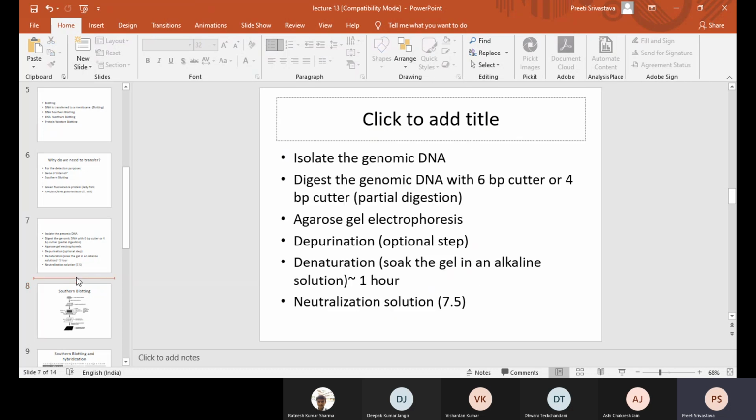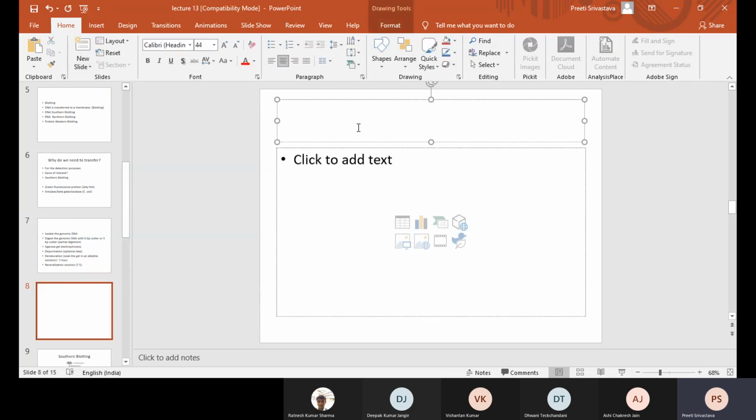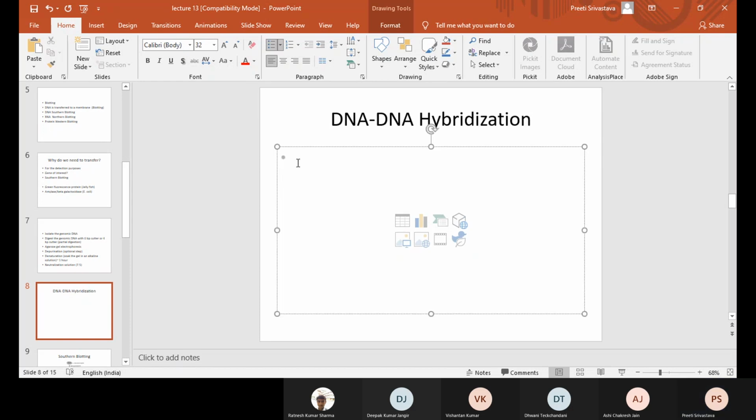Is this making sense? Or maybe should I tell you about DNA hybridization first, and then the details of the process? Ma'am, can you please describe what Southern blotting is? I didn't hear. Okay.